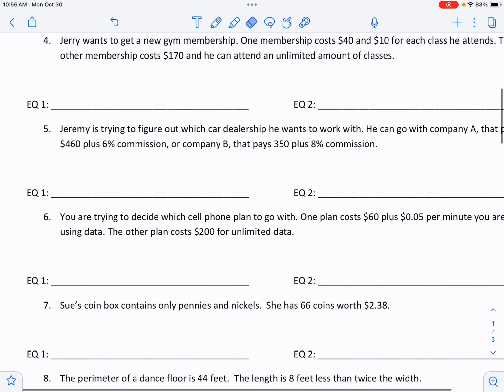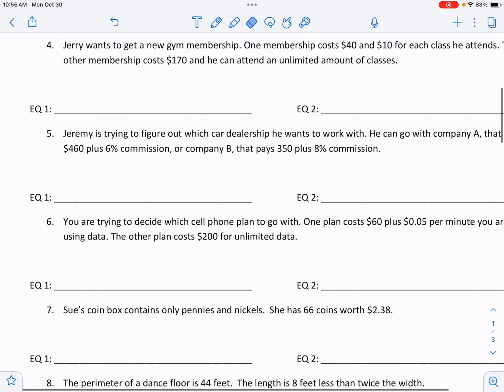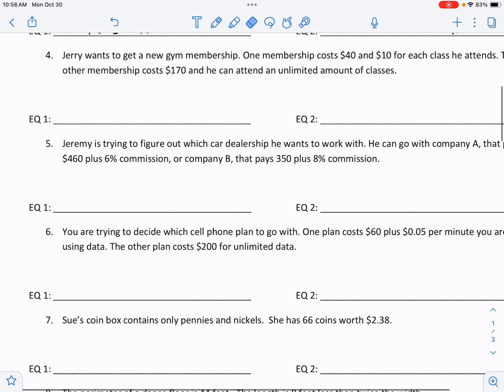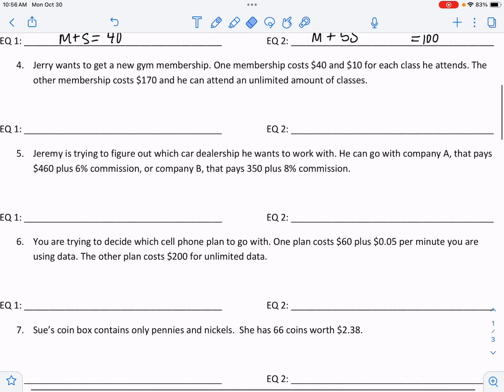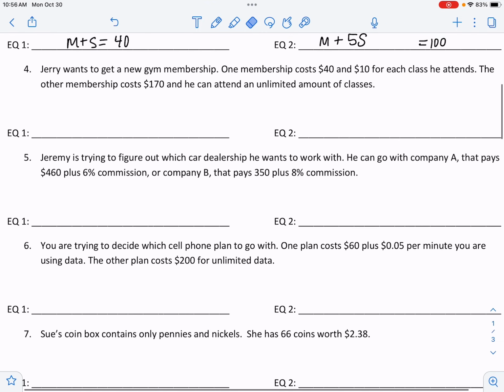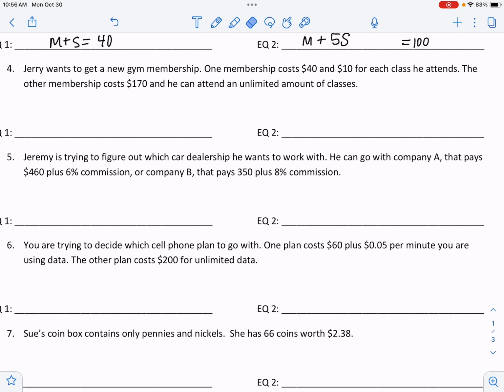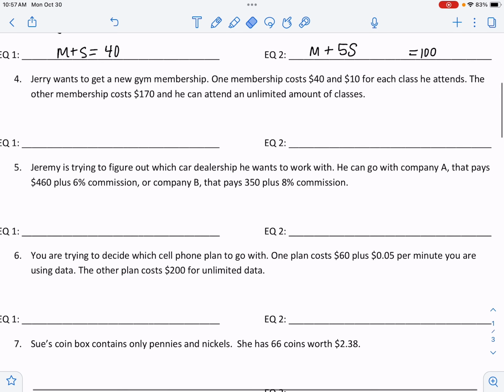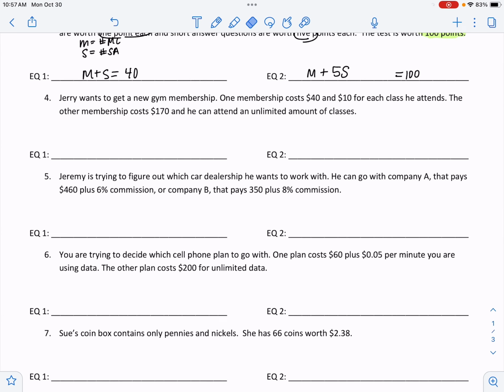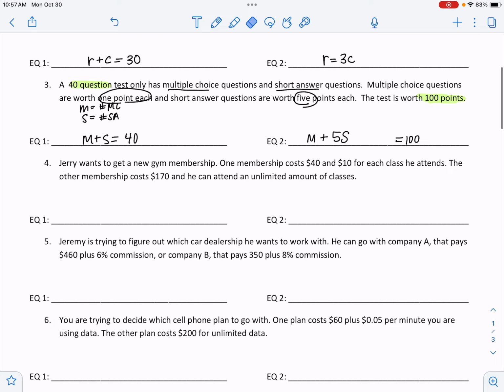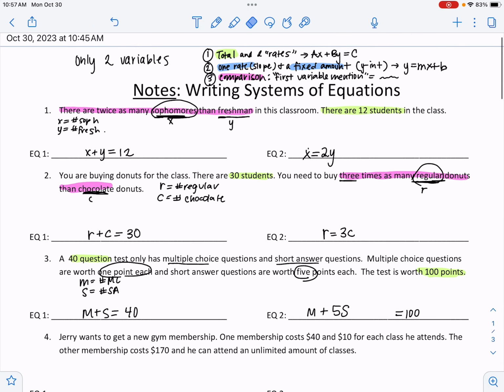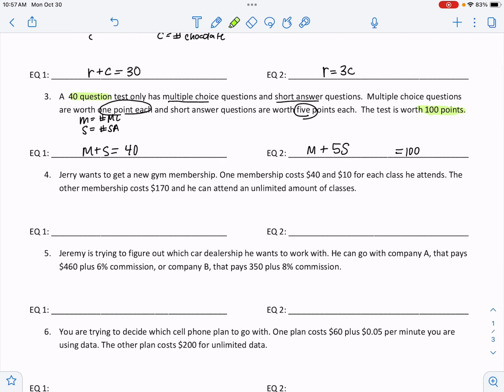All right, this next one says Jerry wants to buy a new gym membership. One membership costs $40 and $10 for each class. Then the other membership costs $170 and he can attend unlimited classes. So this is a fixed amount and a rate of change. So I'm going to highlight this one blue.